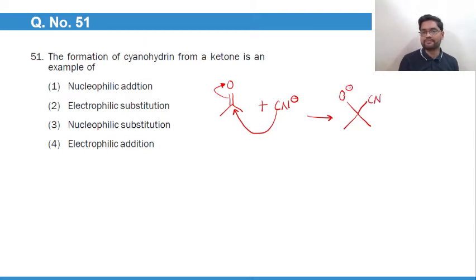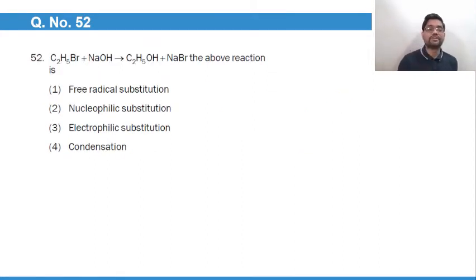CN and O minus ion, which will certainly get converted to an OH group, and there is a formation of cyanohydrin. Here, if you see, a negative charge, which is nothing but a nucleophile, is getting added to ketone, so hence it is a nucleophilic addition reaction. So 51, option number 1 is the right answer. Sorry.